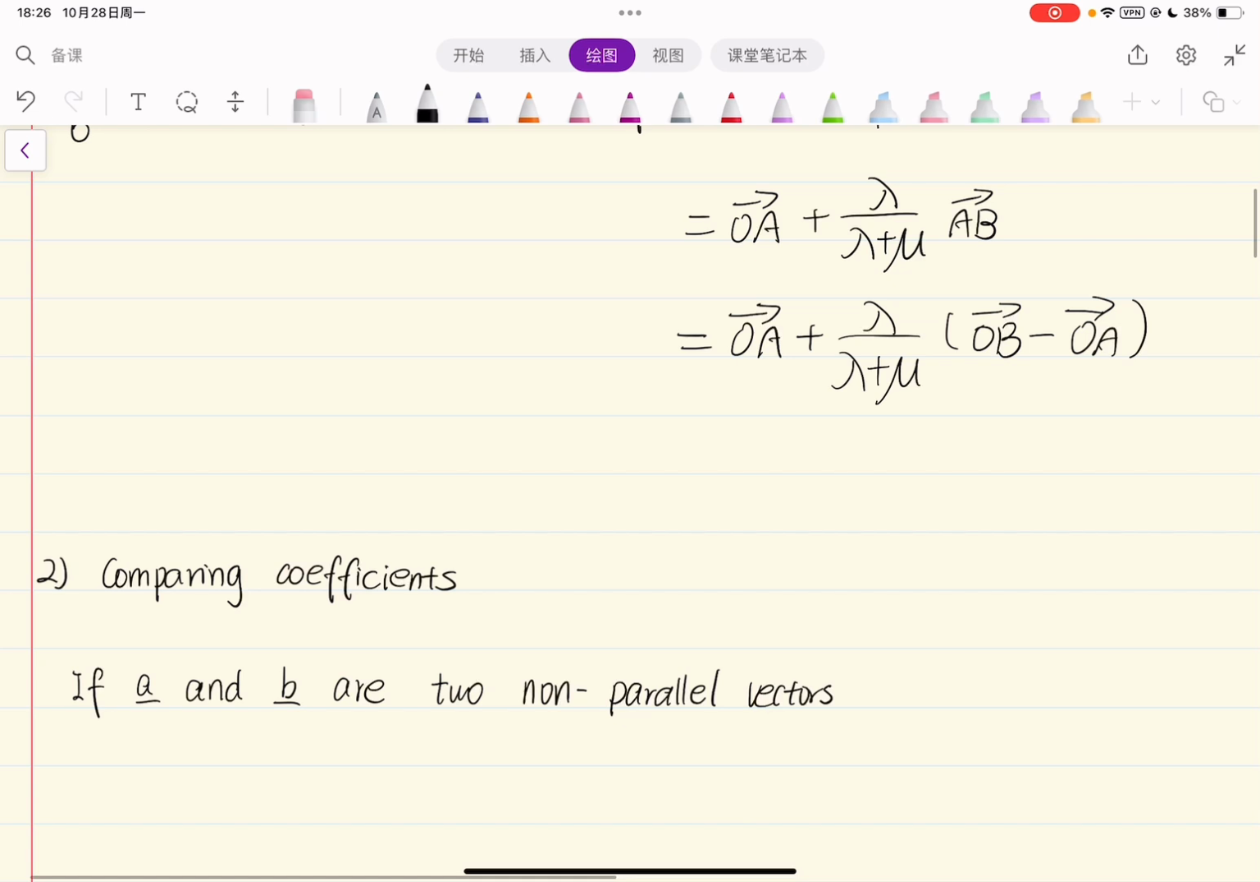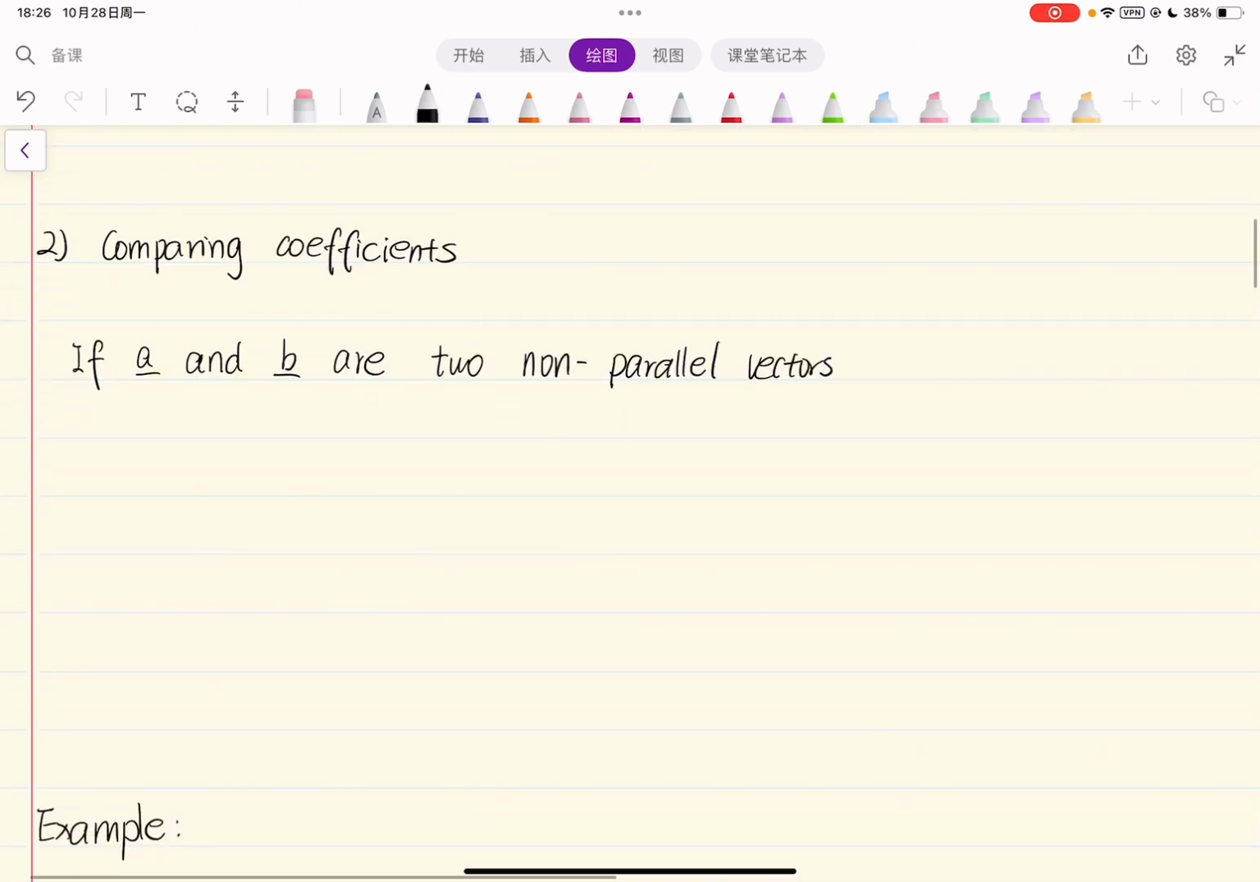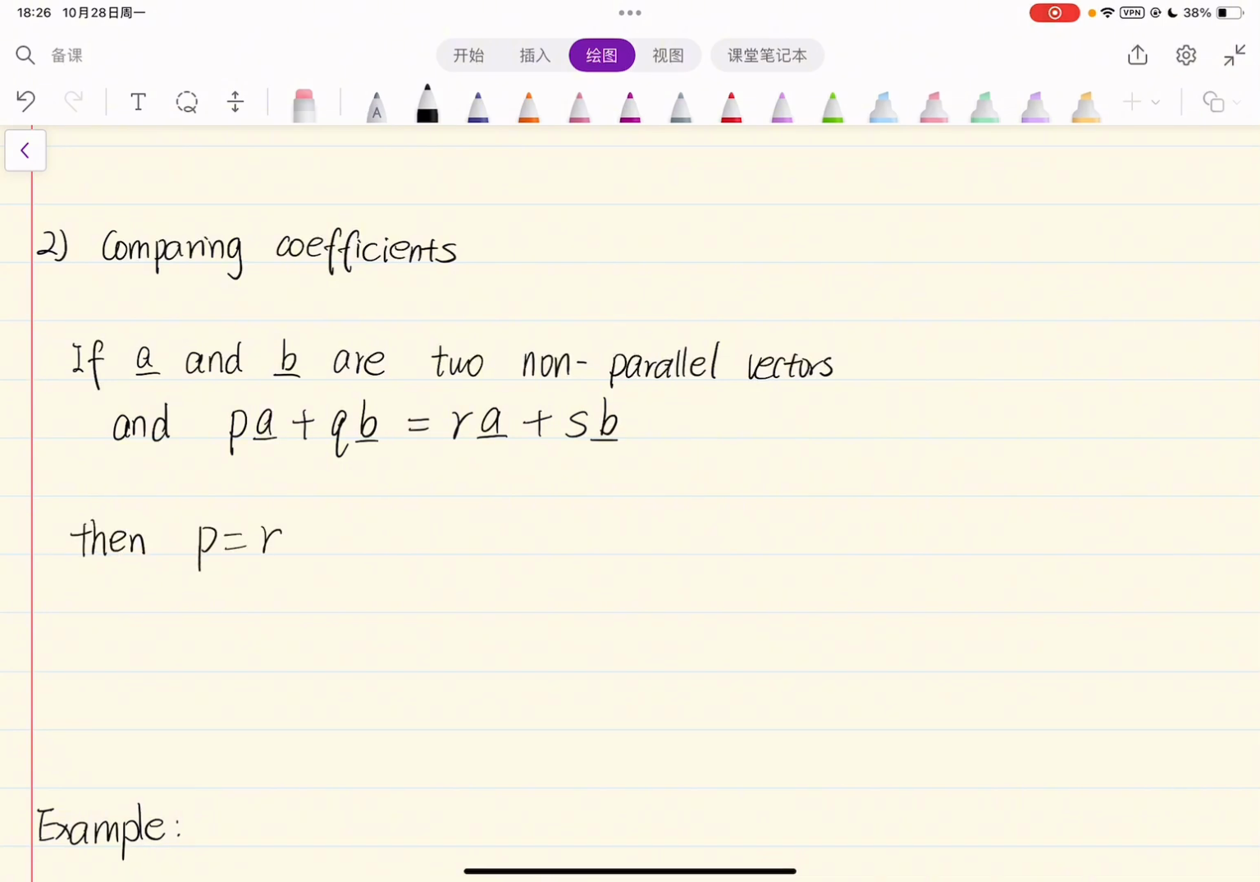Now, if we have a and b are two non-parallel vectors, and pa plus qb equals ra plus sb, where p, q, r, s are coefficients, we can see that p equals r and q equals s.